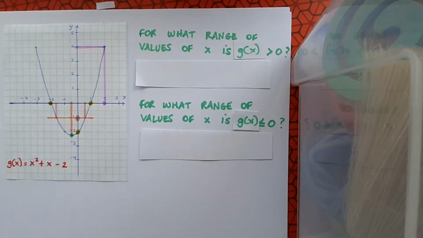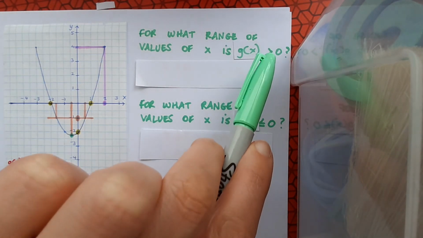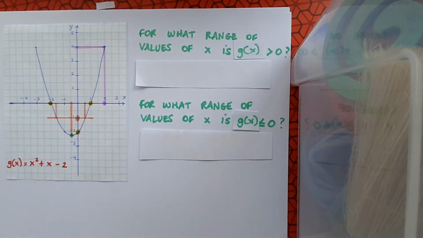Okay, so let's do it again now. So for g of x, I want to find the range of values of x for which g of x is greater than 0. So again, what does this mean? Well, when I see g of x is greater than 0, I know that it means I'm looking above the x-axis. So I'm going to highlight that part of my diagram.